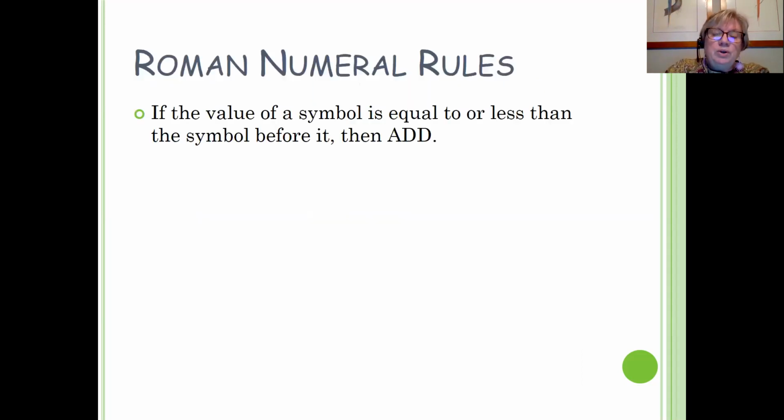So the rules of working with the Roman numerals: sometimes you add, sometimes you subtract. If the values of the symbols are going down, if the big ones are on the left and they're going down, you're going to add. There's an example: M is for 1,000, two 100s, one 50, one 10, and 3 ones. That represents 1,263. You just add all those together, one symbol at a time.